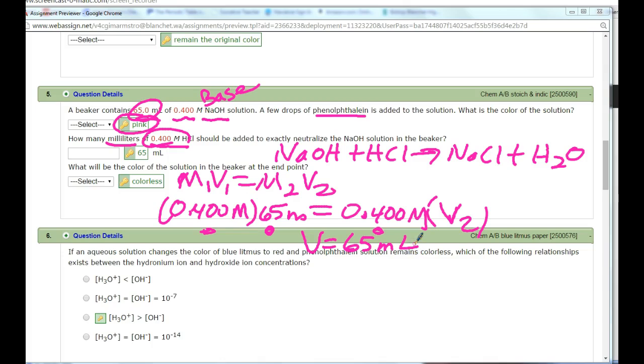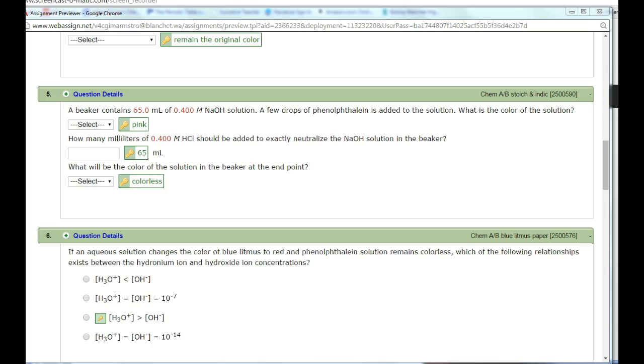The next question says, what will be the color of the solution in the beaker at the endpoint? The endpoint means where we ended up, and we said we exactly neutralized it. So if it's neutralized, it's not acidic, it's not basic, it will be colorless.